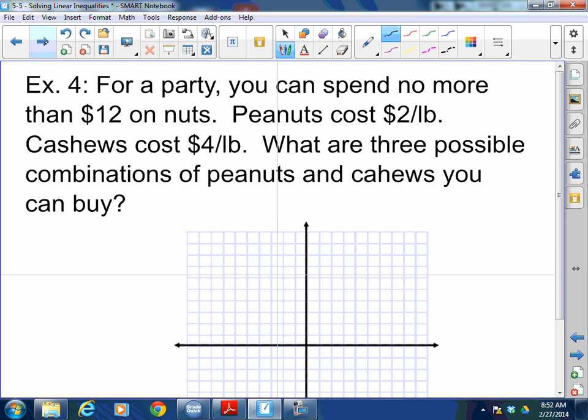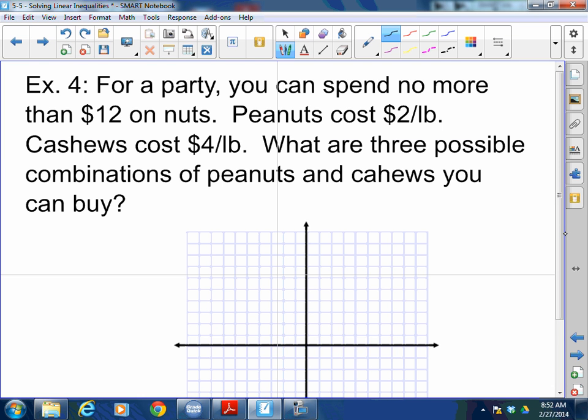Okay, now, the fun part. For a party, you can spend no more than $12 on nuts. Peanuts cost $2 per pound. Cashews cost $4 per pound. What are 3 possible combinations of peanuts and cashews that you can buy?